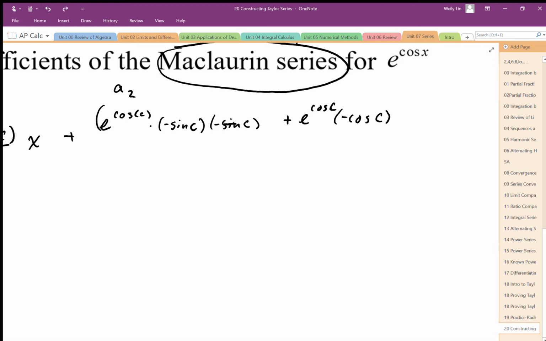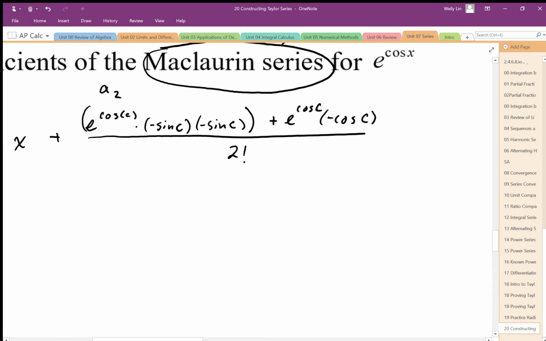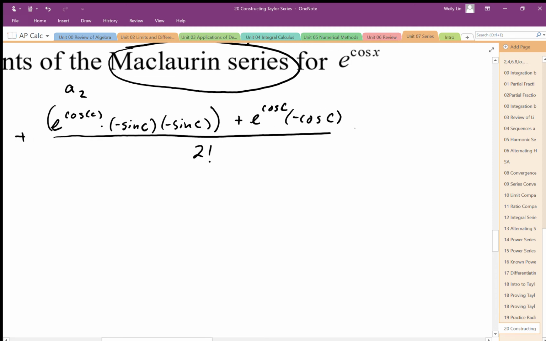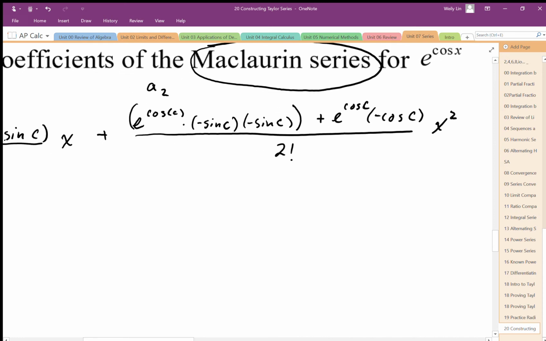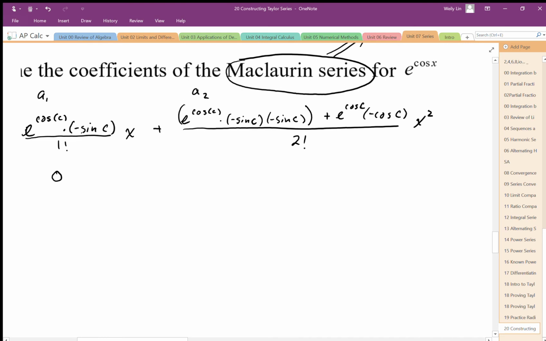So that's the product rule here, and there's that other part of the product rule. So we've differentiated that, we found the second derivative, okay, and then we're going to divide all that by 2 factorial, and then we're going to end up with the power series part, which is x squared. So I could do one more term, but it looks like it's going to be pretty messy if I do that. So I think we'll just leave it at that and work out that coefficient.